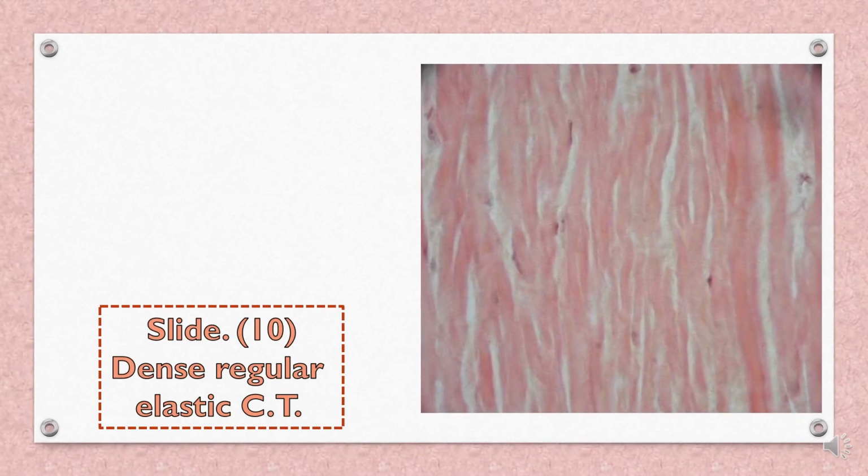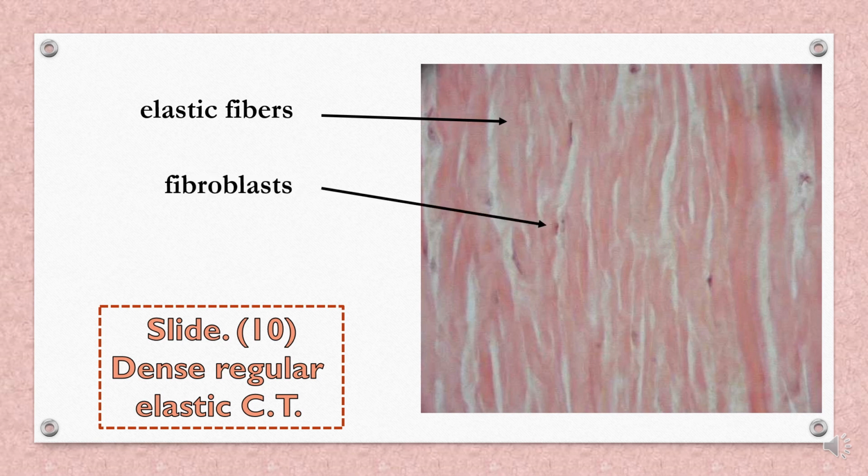This slide is also for dense regular elastic connective tissue. These are elastic fibers which are parallel to each other and densely packed, but these fibers are wavy and branched. These are fibroblasts which are scattered in distribution between these fibers. And this is ground substance, which is found in little amount in this type of tissue.